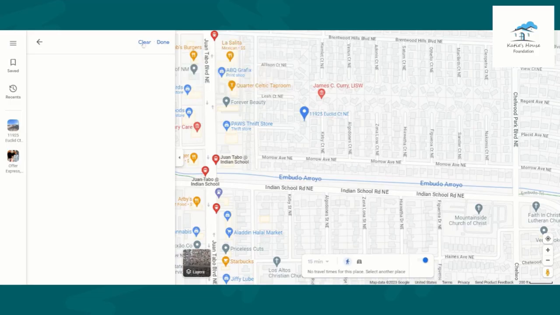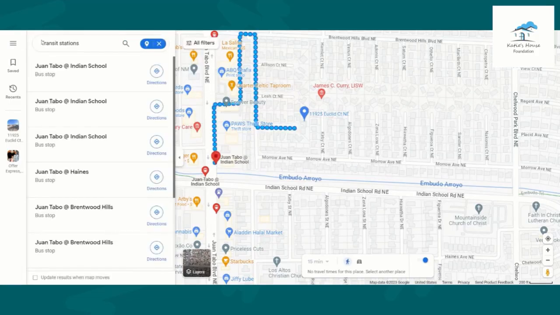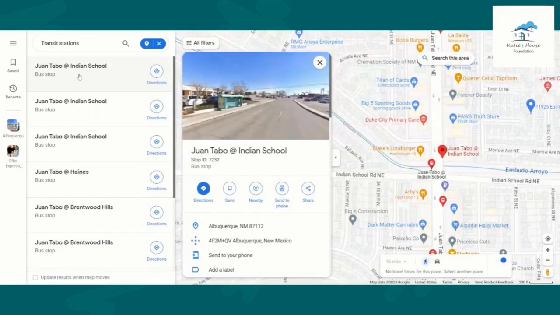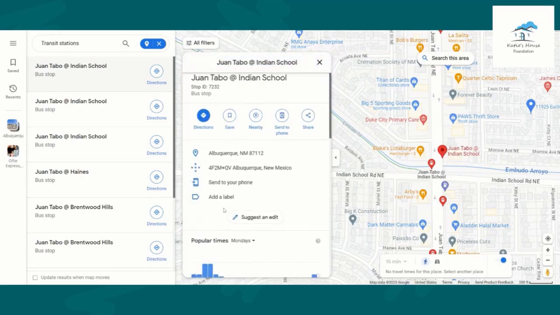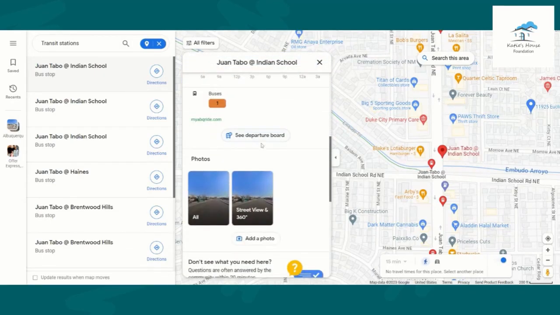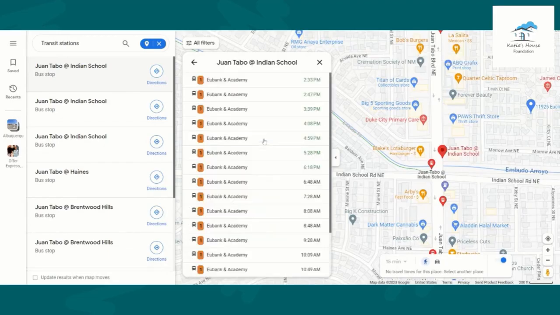So this is really great. The next thing that we're going to look at, and there's other bus stops too, so those are things to consider. Also, it should tell you when they pick up. So the stop ID 7232. Yeah, and let's see. Popular times. See departure board. So you can see that this is actually running, which is great.